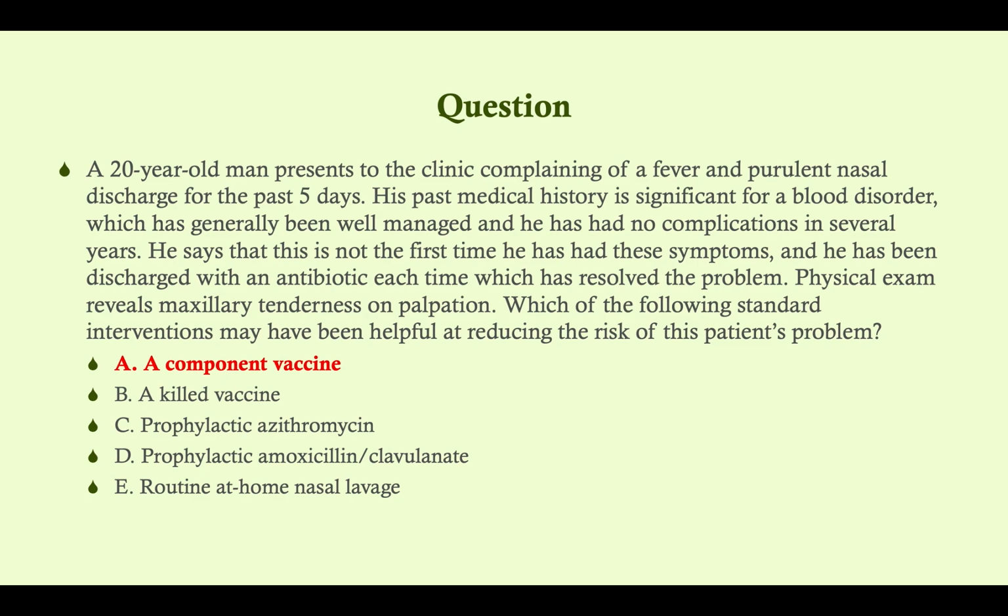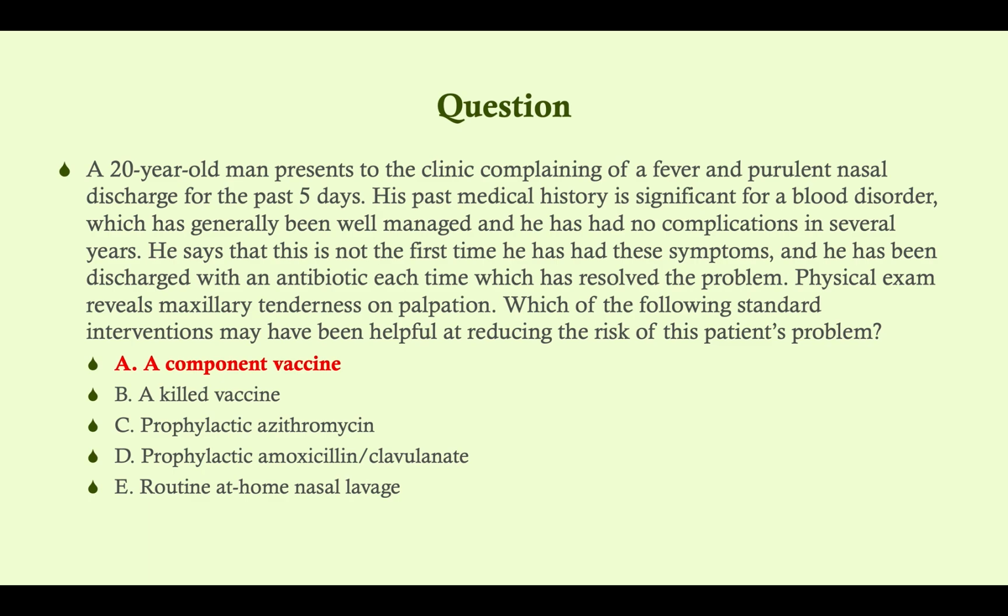But underlying that, he's got a blood condition, and what blood condition puts you at risk for something like this? It would be the famous... Come on, you know this. Sickle cell disease. Sickle cell disease causes you to autosplenectomize fairly early in life. And your spleen, as you know, is important for fighting encapsulated organisms.